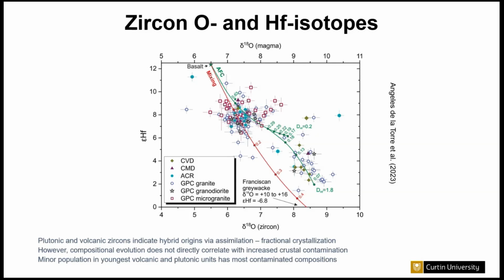Interestingly, even though that shallow older part was more evolved, it is isotopically actually identical to the bulk of the deeper, younger part of the Pluton. There is a sort of appendix here of slightly isotopically more evolved, more crustally contaminated zircons, but they are only found in the youngest volcanic and plutonic rocks. Okay. So zircon not only gives us an age, it gives us some information about the origin of the melt.